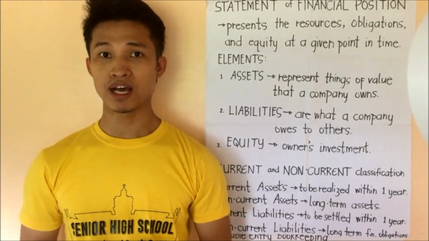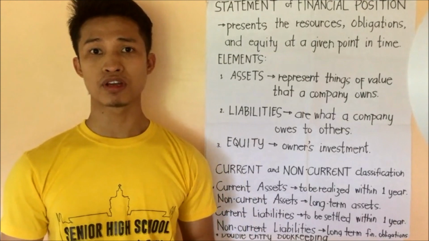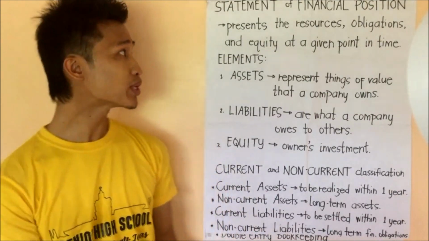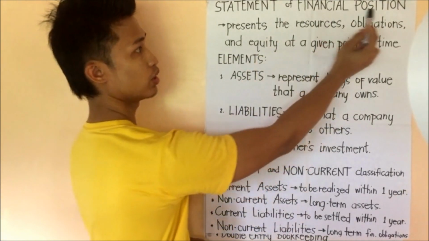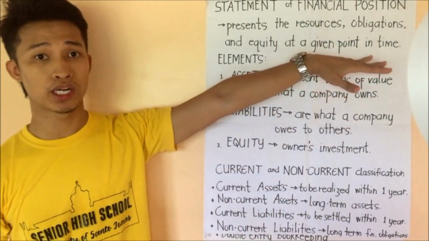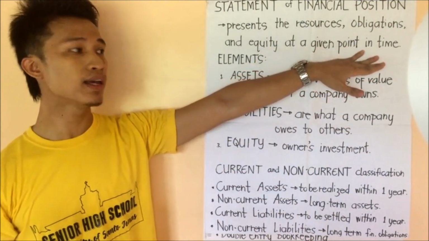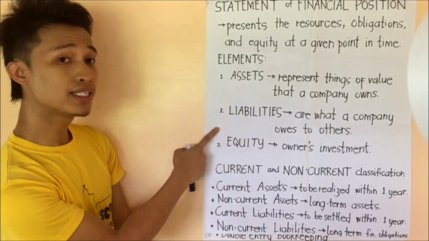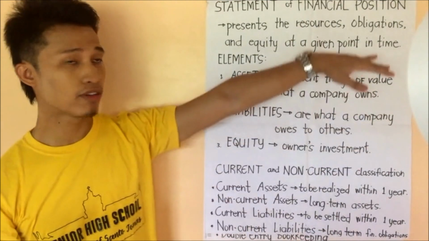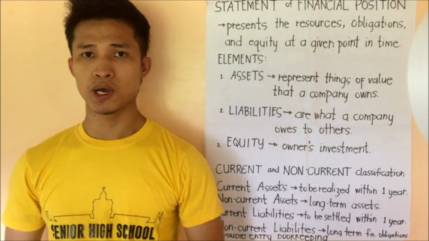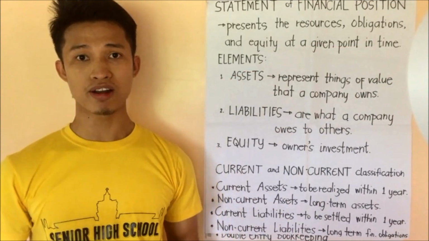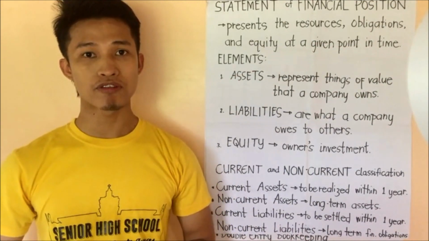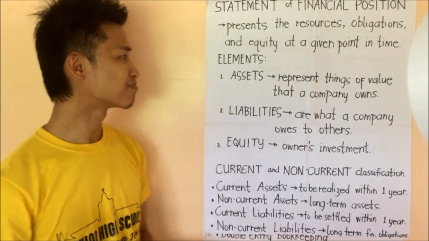Remember, the balance sheet accounts change whenever there is a transaction. So our statement of financial position is at a given point in time. It presents the assets, the liabilities, and equity at a given point in time. So those are our three elements of the statement of financial position.